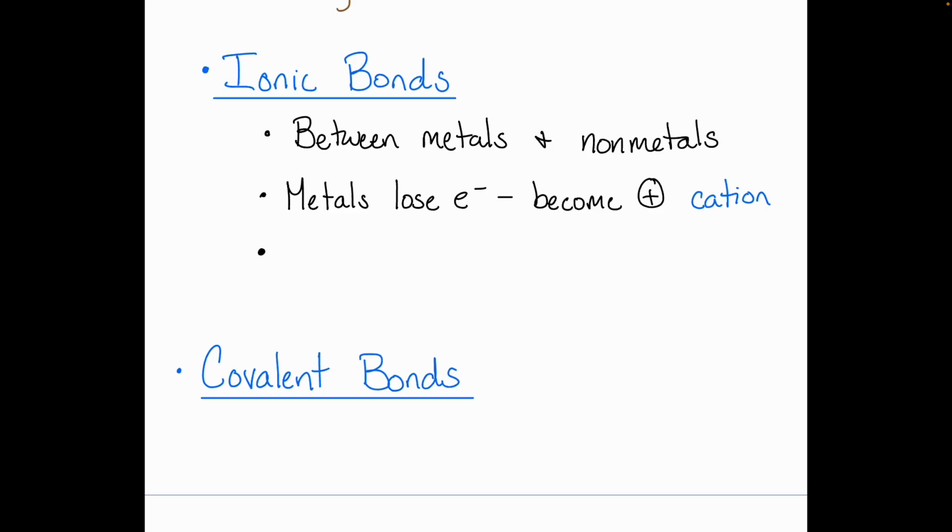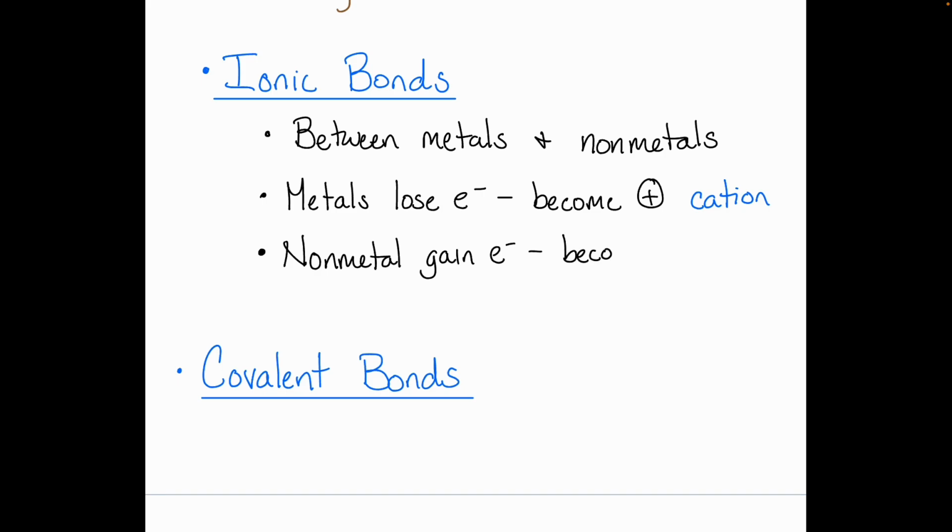Nonmetals, on the other hand, hold on to their electrons very tightly. They're not going to give up their electrons for nothing, and in fact, they can accept extra electrons. So our nonmetals are going to gain electrons, and if it gains an electron, that means it's going to become what charge? A negatively charged ion, which we call an anion.